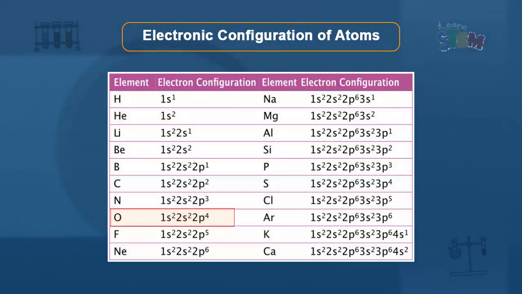Oxygen has 8 electrons. Its configuration is 1s2, 2s2, 2p4. Sodium has 11 electrons. Its configuration is 1s2, 2s2, 2p6, 3s1. And so on for the remaining elements. Take your time to go through the rest of the elements carefully for better understanding.